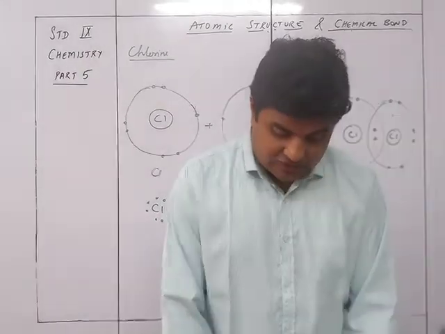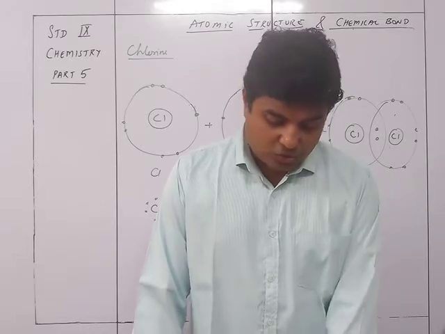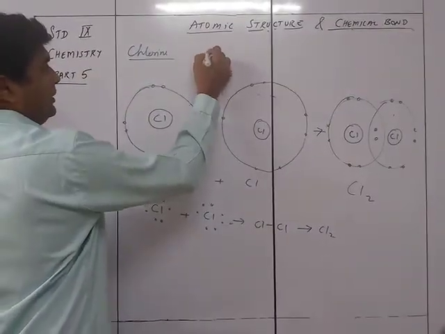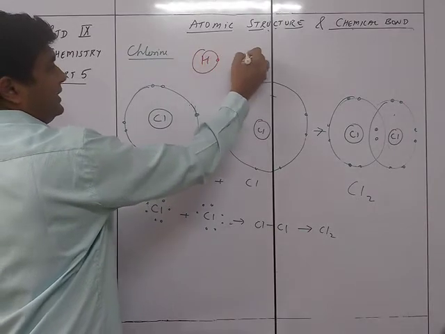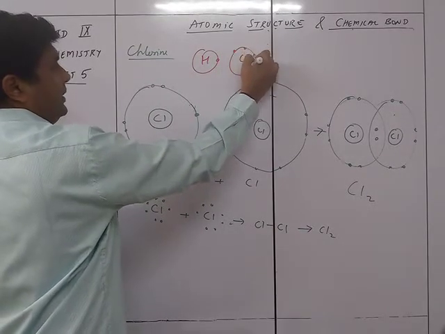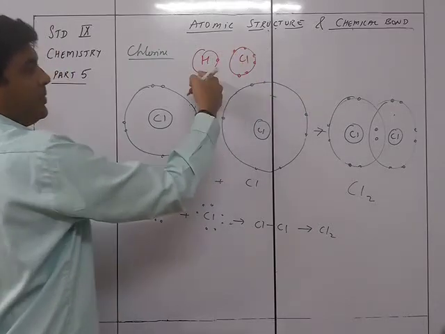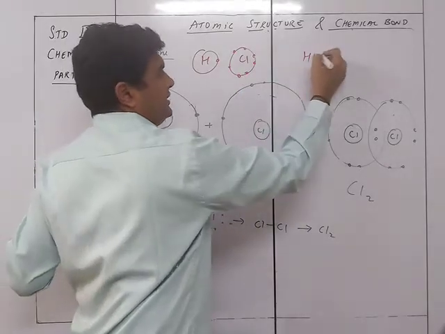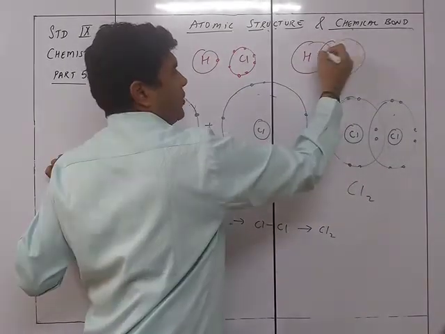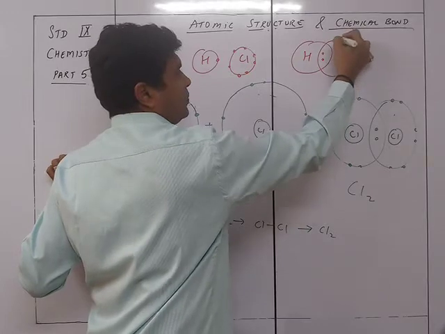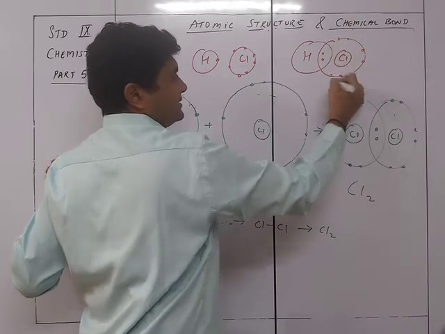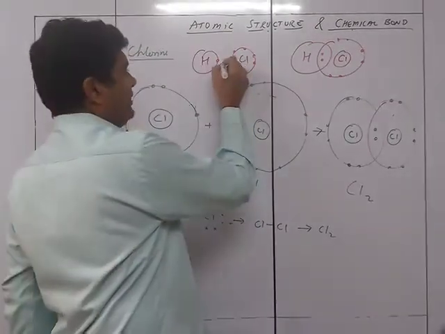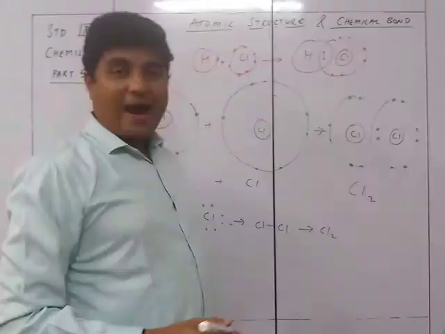Now a similar condition is when you are having HCl. In H and Cl also, the H has one electron here and the Cl has 7 electrons here. Now H cannot give away its electron because it will become 0 in that case. That's why they are going to share it. So HCl will be formed like this. This HCl is formed by the combination of H and Cl atoms.